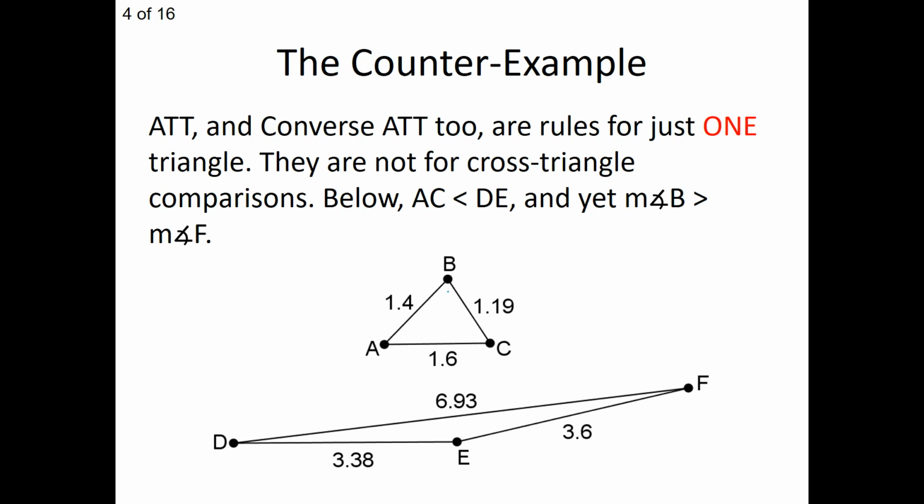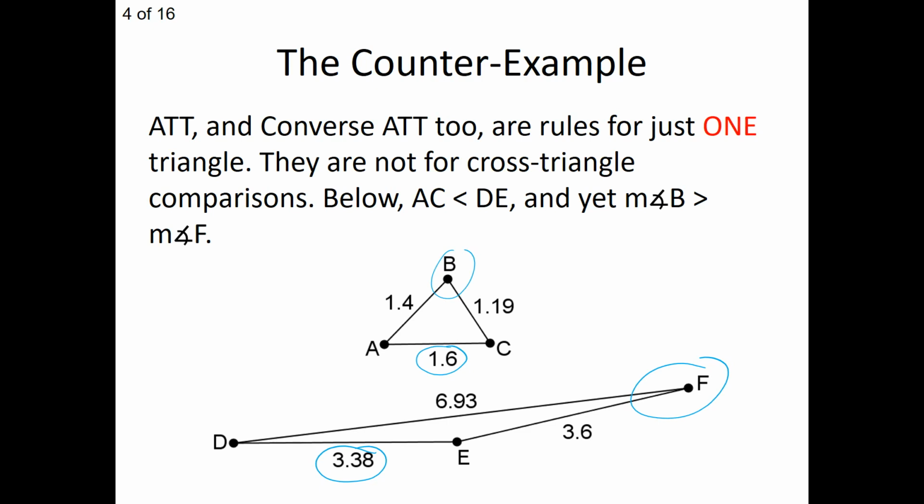So take a look at angle B. We're going to compare angle B to angle F. Look at this tiny little angle down here. Well, let's compare their opposite sides. The side opposite B is only 1.6, but the side opposite angle F is 3.38. So obviously, angle F should be greater than angle B, but it's not. Okay, that's a counterexample to this cross comparison between triangles.